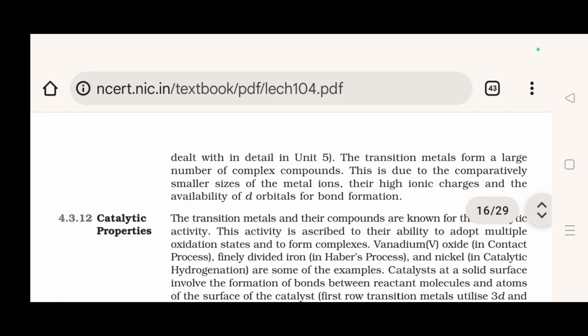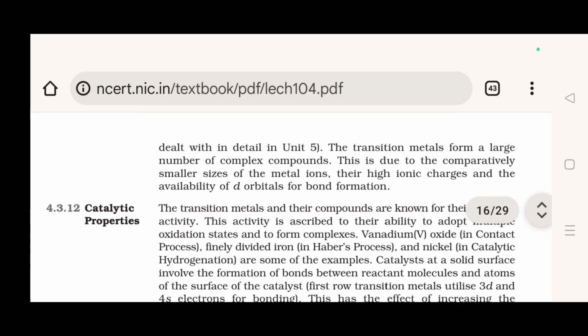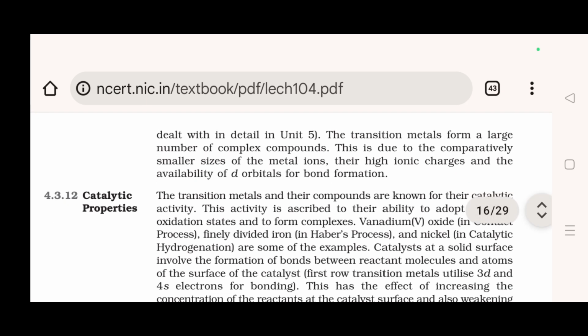The transition metals form a large number of complex compounds. This is due to the comparatively smaller size of the metal ions, their high ionic charges, and the availability of d orbitals for bond formation.